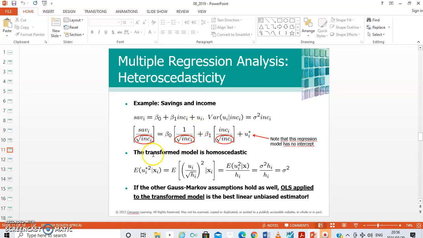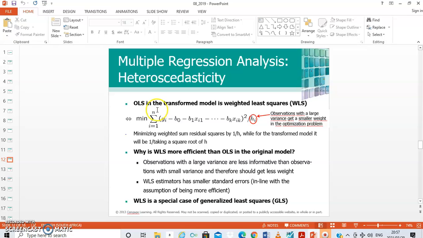So now in the transformed model, we have a constant variance, because income divided by income just becomes 1, so it's a constant. So if all other assumptions hold, then we can apply OLS on this transformed model, and it can yield the best linear unbiased estimators. And that's why, when we apply OLS on the transformed model, that is what we refer to as weighted least square.